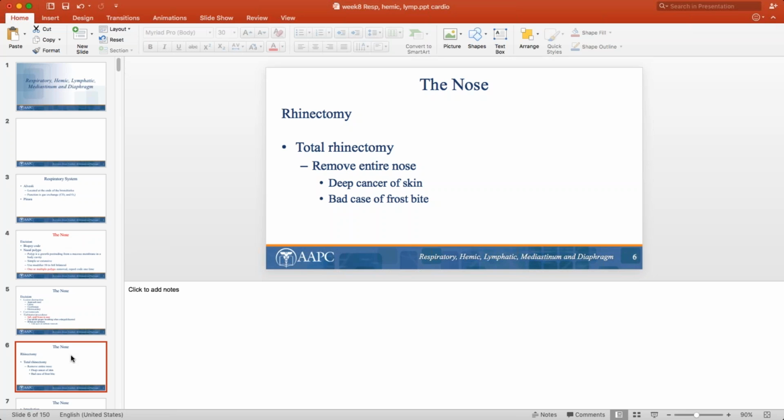But CPT code 31603, the emergency procedure, that's the common one. So I want you to highlight that, put a star next to it. And then go all the way down to 31613. That's for the revision. Then it starts on your bronchoscopies, 31622.